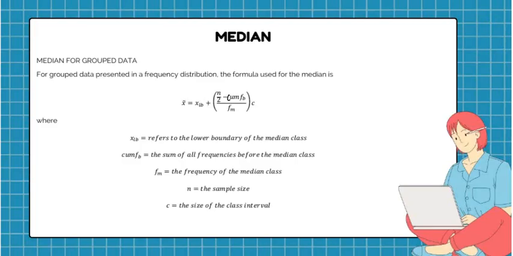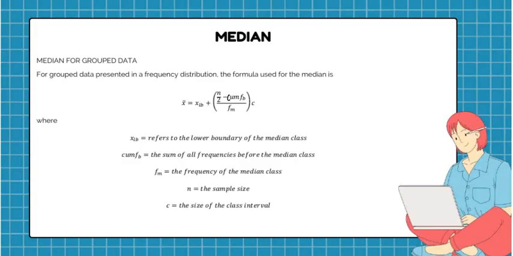These will be involving the class intervals. So for group data presented in frequency distribution, the formula used for the median is equal to x of LB plus the quantity of n divided by 2 minus the cumulative frequency of f sub b, divided by f sub m, times c, where x of LB is the lower boundary of the median class. The cumulative frequency of f sub b is the sum of all the frequencies before the median class, f sub m is the frequency of the median class, n is the sample size, and c is the class size of the intervals that were created.